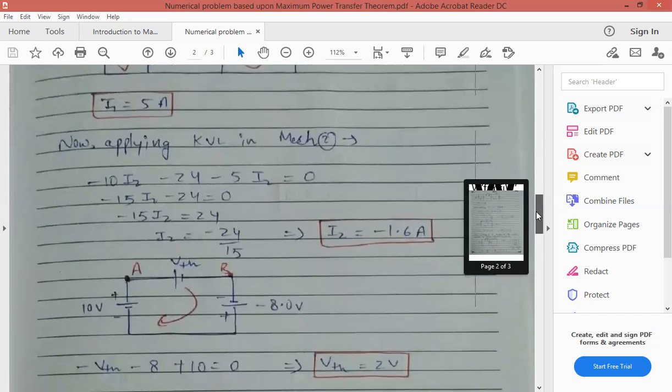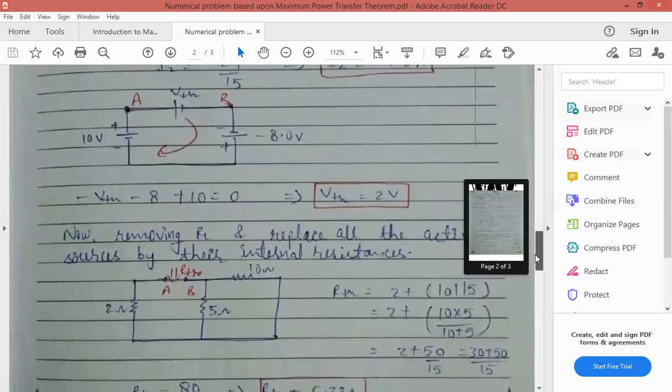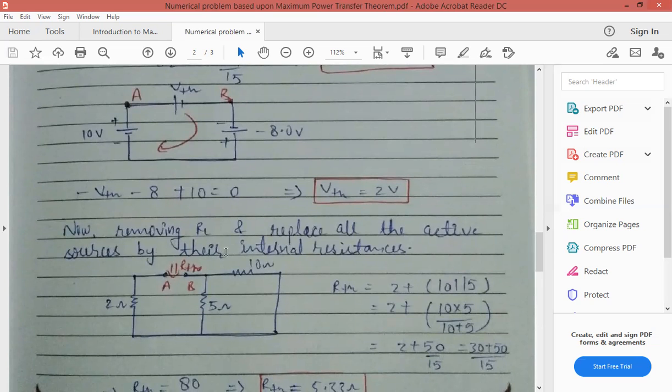Now we will draw the voltage equivalent diagram in the form of voltage drops. Here we took VTH because these were the open ends, with 10 volt and minus 8.0 volt. When we apply KVL in the clockwise direction, we get minus VTH minus 8 plus 10 equals 0. So VTH will be plus 2 volt. Now we will remove RL and replace all the active sources by their internal resistances.